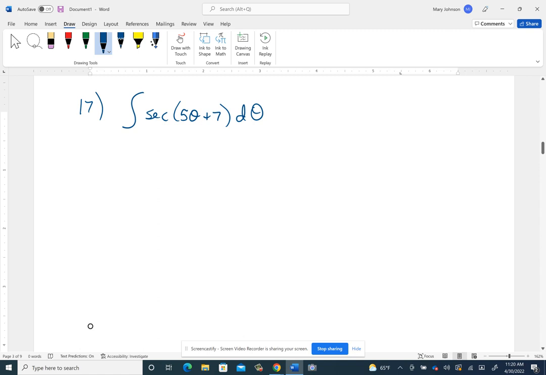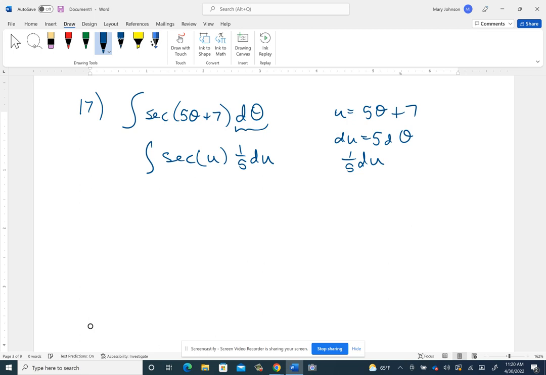So then if you're trying to do a problem like this one that was on the integration test, it's the secant of something. So u equals 5 theta plus 7. So du would equal 5 d theta. So d theta would be 1/5 du. And this is now secant u, and I'm trying to integrate that. So I'm going to bring the 1/5 out. And then I just need to use the rule.